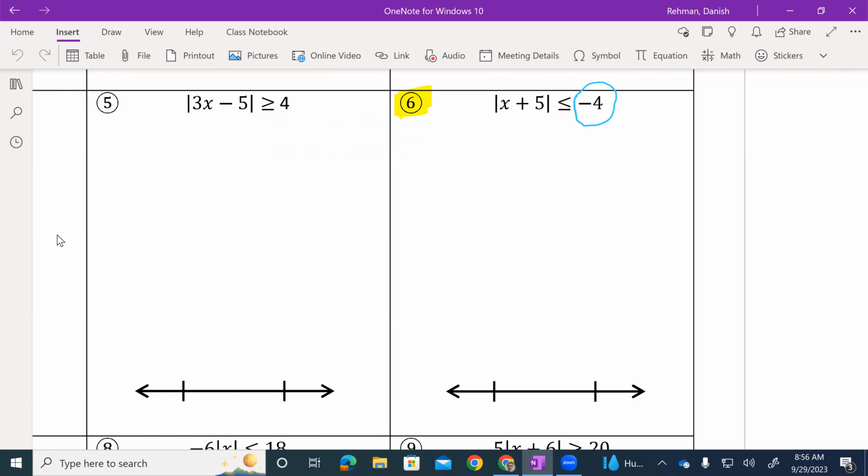So you will simply write down over here, if you see an isolated absolute expression and it's less than or equal to a negative number, you will simply claim no solution. So that's how you will solve the rest of the questions also. I will stop the recording now.